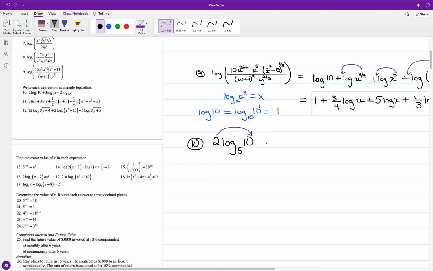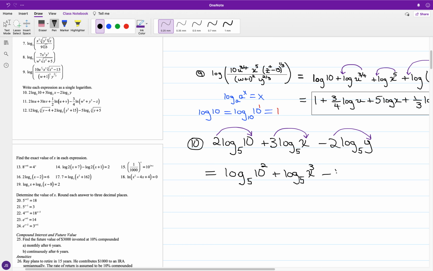When you're looking at consolidating, if we have any coefficients in front of the logarithmic portion, we're going to rewrite, converting from coefficient to exponent. So 3 is going to be the power to which x is going to be raised. And for minus 2 times the base 5 logarithm of y, that 2 is also going to be an exponent. So in this case, you have the base 5 logarithm of 10 to the 2nd, plus the base 5 logarithm of x to the 3rd, and minus the base 5 logarithm of y to the 2nd.